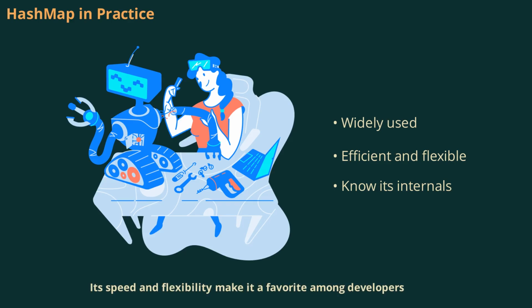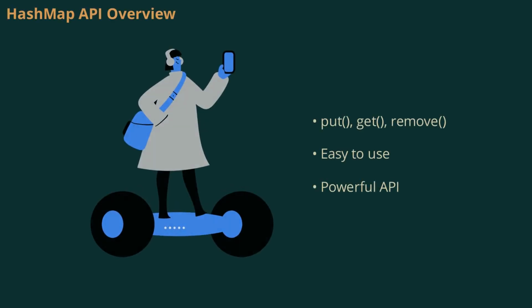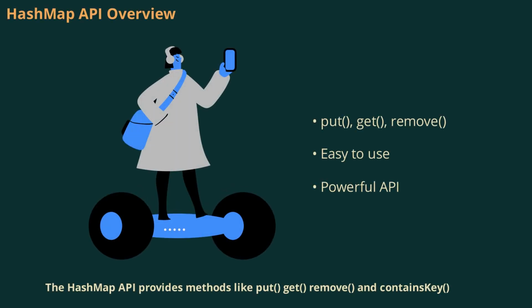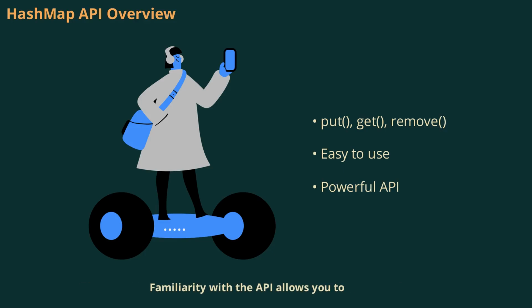Its speed and flexibility make it a favorite among developers. Understanding its internals helps you use it more effectively and avoid common pitfalls. The HashMap API provides methods like put, get, remove, and containsKey. These methods make it easy to add, retrieve, and manage entries. Familiarity with the API allows you to leverage HashMap's full potential in your projects.